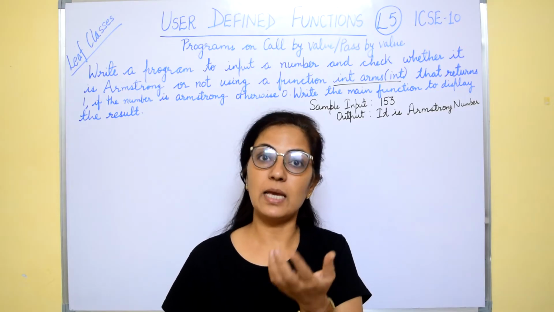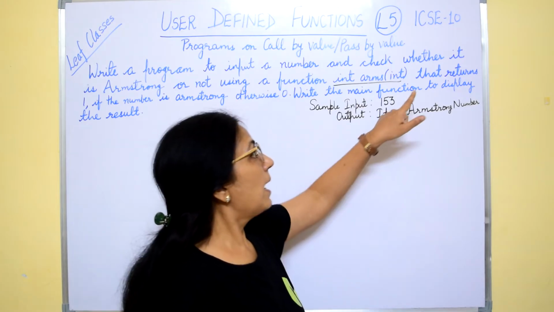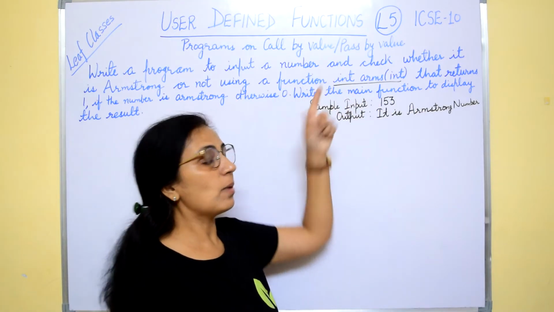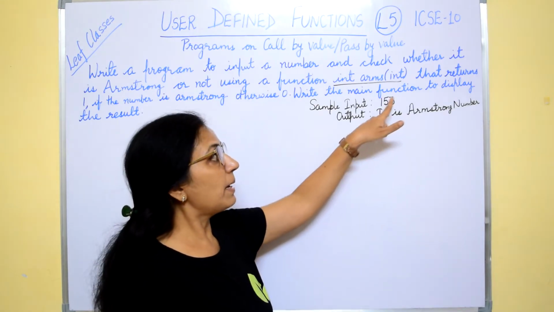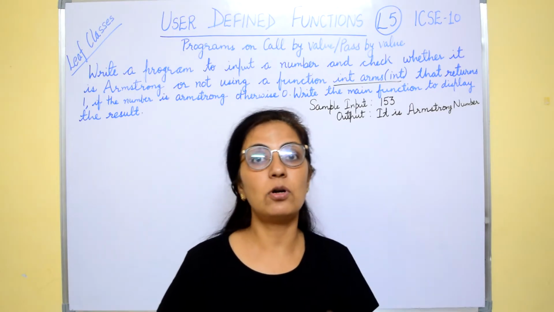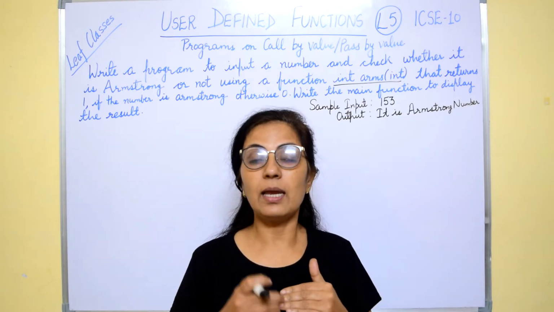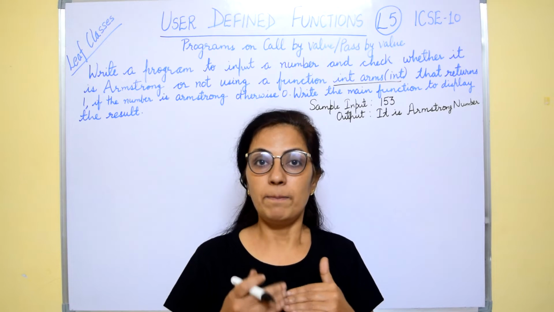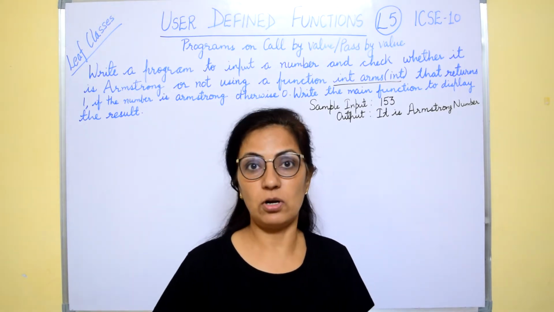That means it is taking only one argument of int type, right? And it is returning 1 or 0, that is int type, fine. And write the main function to display whether the number is Armstrong or not. That means the checking and displaying is in the main function. The main function will display whether the number is Armstrong or not.